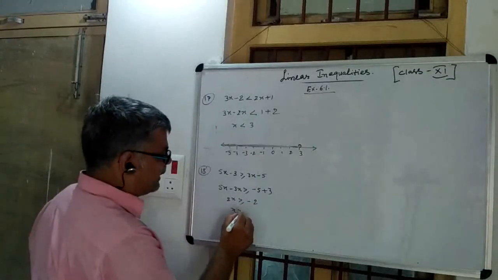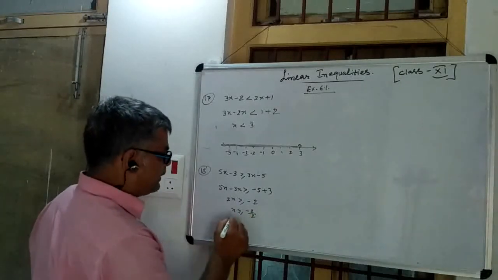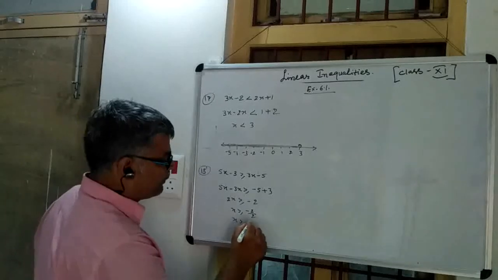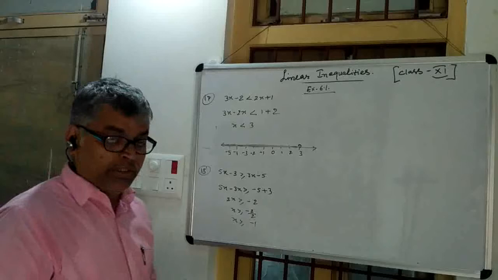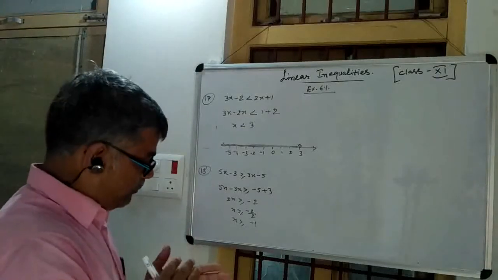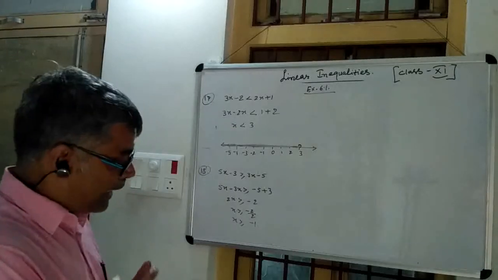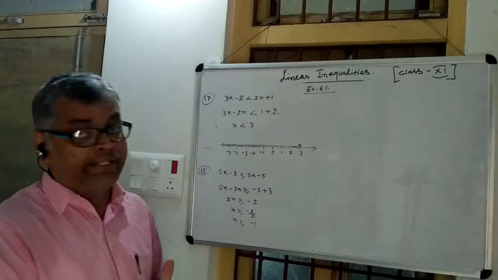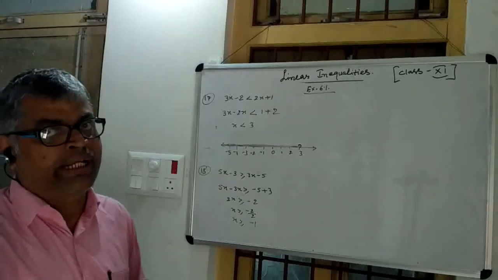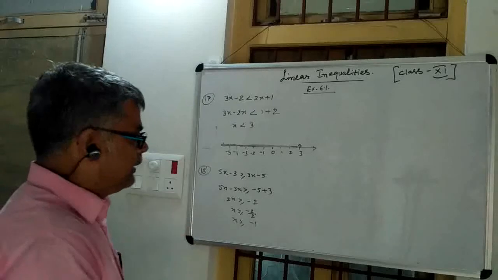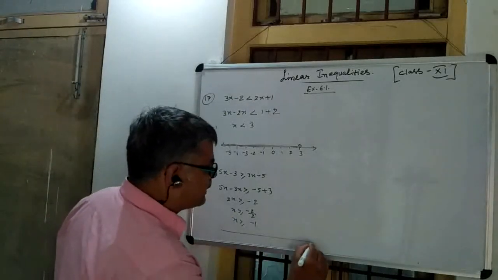So x ≥ minus 2 by 2, that is x ≥ minus 1. It means the solution is the real numbers from minus 1 and greater than minus 1. It means minus 1, 0, 1, 2, 3 are all solutions of this inequality. So first you draw a number line. Suppose this is your number line.